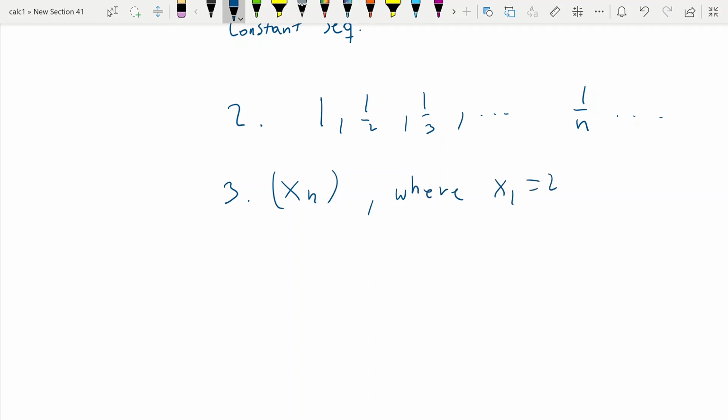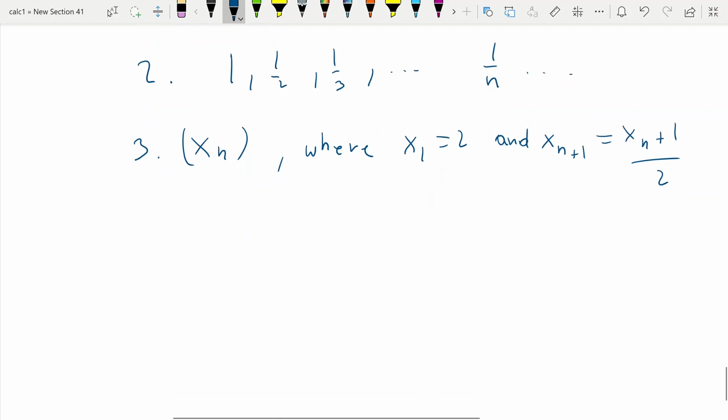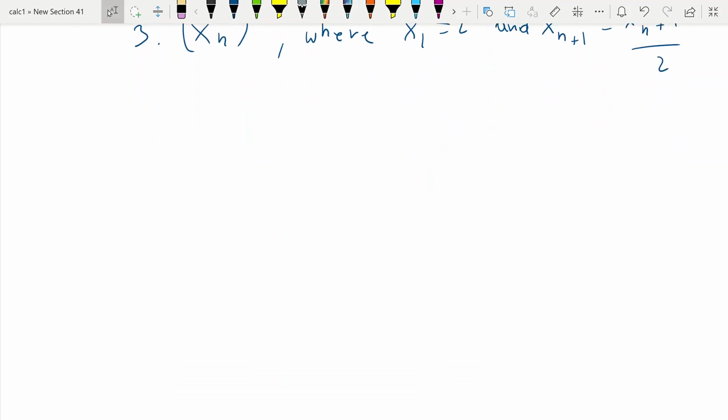x1 is equal to 2, and x_{n+1} is equal to (x_n + 1) divided by 2. So you can also define, there are many ways in which you can define a function.